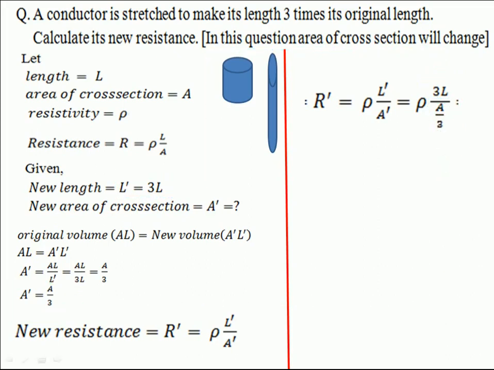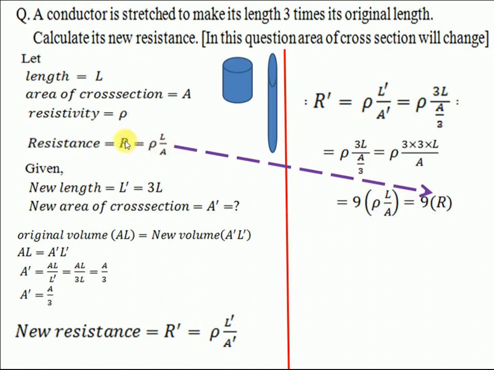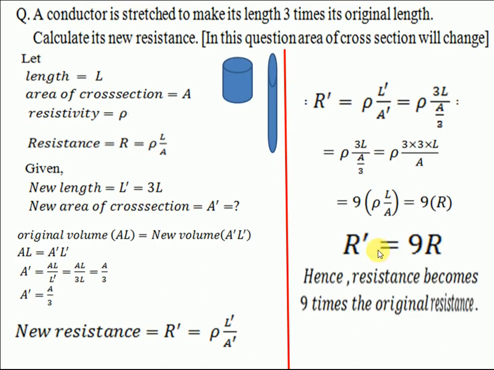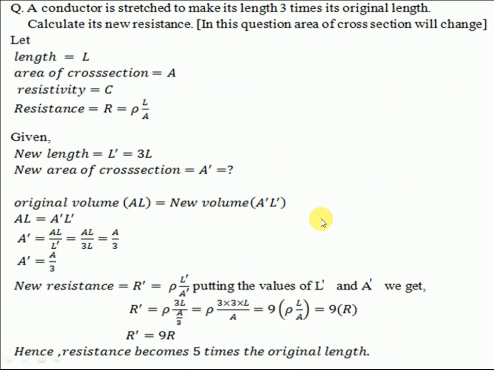Now I'll solve this. This 3 will go up and it will become 3 into 3 L by A. Now when you multiply this, you'll get 9, and inside the bracket rho L by A. But we know rho L by A is our old resistance. So instead of rho L by A, I'll write R. So I got R dash is equal to 9R. So your new resistance becomes 9 times the original resistance. This is how we solve this question.